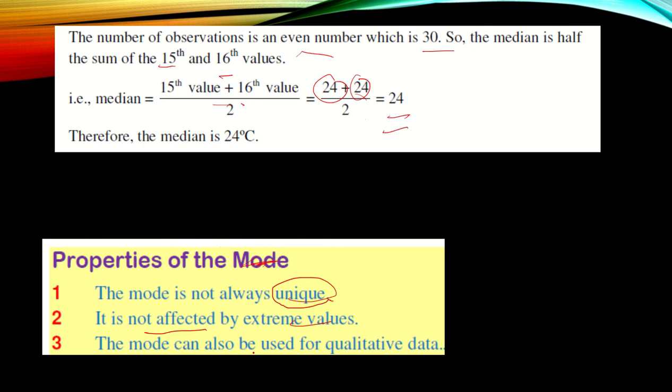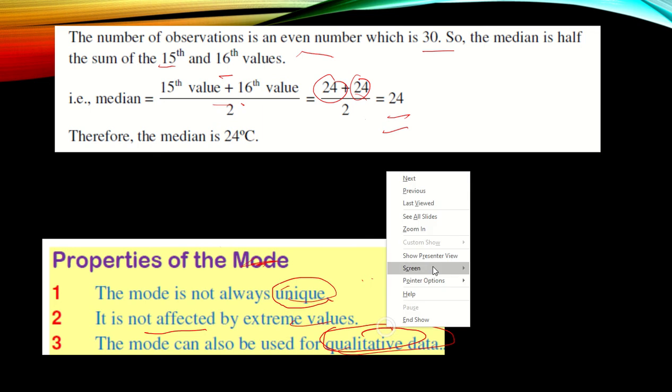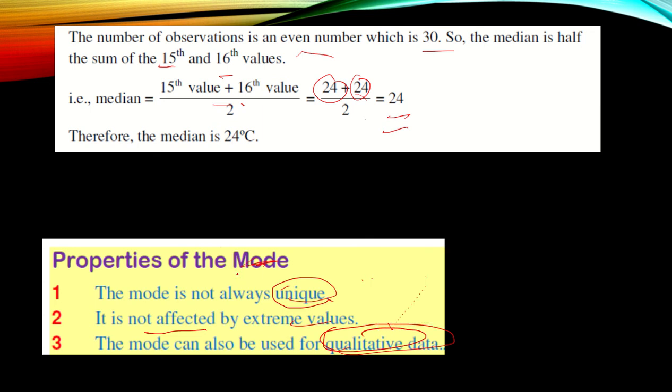And again, mode can also be used for qualitative data, for example, gender, male, female, or religion. It's not always working only for quantitative data. It may work for qualitative data also. Data might be quantitative or qualitative. Quantitative means which can be expressed in number, but qualitative, for example, eye color, blue, brown, black, we may say. So qualitative data may work for mode.